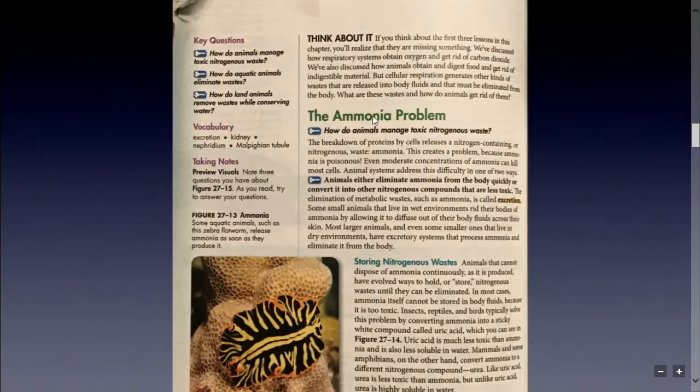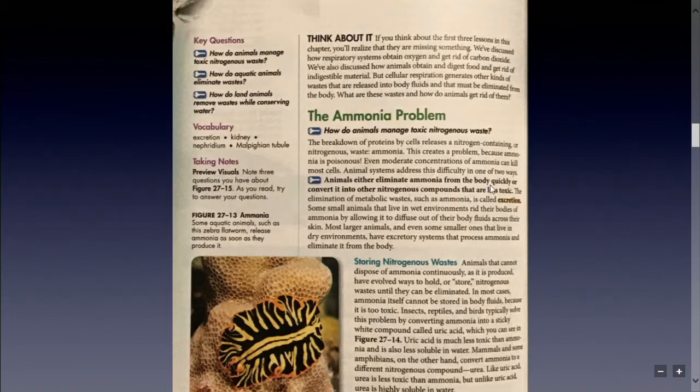And so again, the ammonia problem is that animals produce ammonia by breaking down proteins, because proteins are full of amino acids, and every amino acid is basically a nitrogen-containing compound. And so it's poisonous, is what the book says here. Even moderate concentrations of ammonia can kill most cells. All right? And so animals, you can do a couple things.